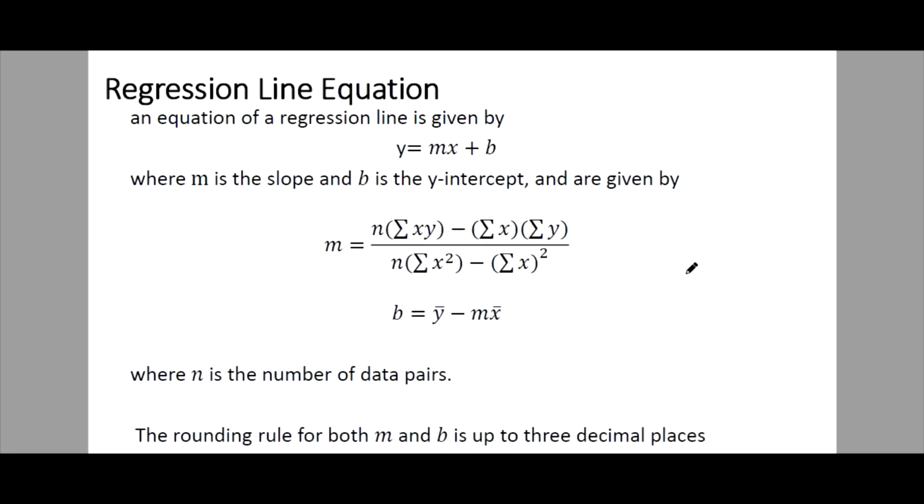Now let's go to regression analysis. So if you want to predict a value, after you get the relationship between the two, this regression line equation will help you predict the value of your y given a value of your x. So it's an equation of a regression line given by y equals mx plus b.